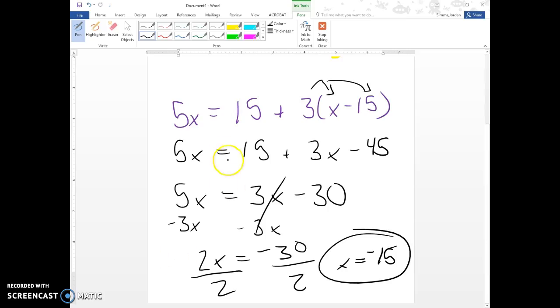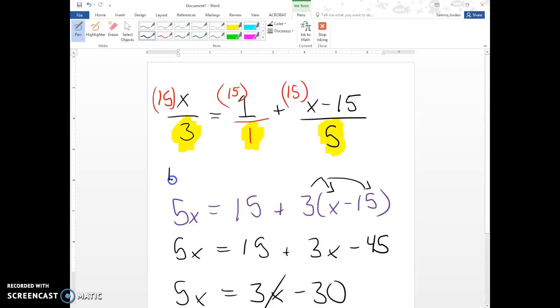Okay, so I hope that helps. Basically, the big thing here is the LCD trick. The LCD trick will set you free. It makes it so that we don't have fractions anymore, and then it's just straightforward algebra from there.